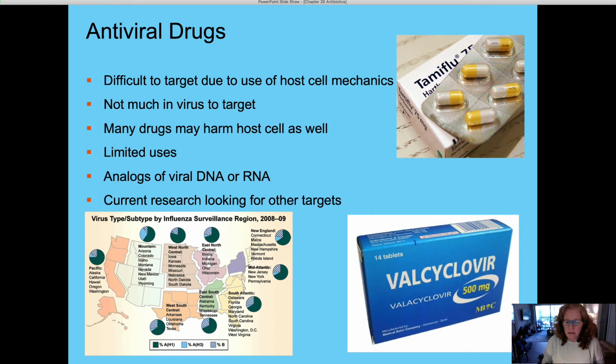So antiviral drugs are really difficult to come up with. Just think about the situation we're in right now. It's been very difficult to come up with treatments against COVID. And this is because viruses themselves really don't have a whole lot of targets.